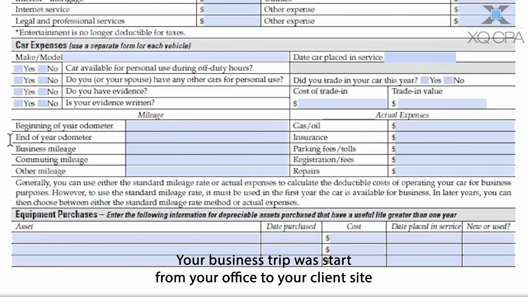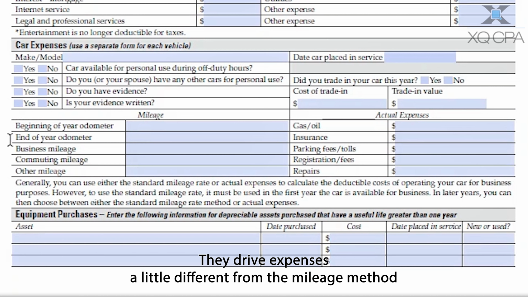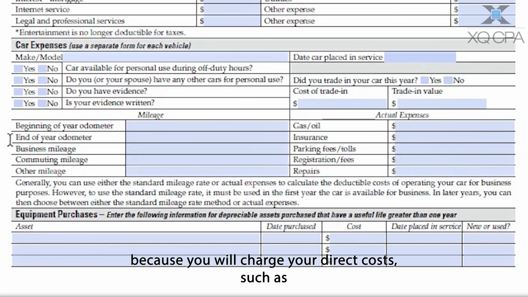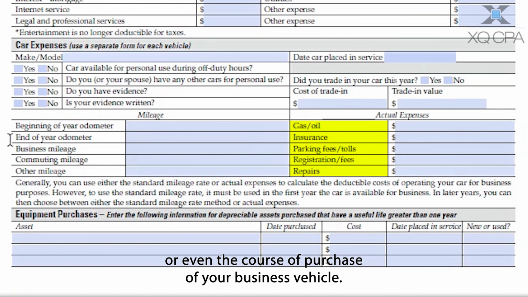Your business trip will start from your office to your client site or your supplier's location. Now let's go over the actual expenses. The actual expenses are a little different from the mileage method because you will charge your direct costs such as your gas, your insurance, your parking fees, your tolls, your repairs, or even the cost of purchase of your business vehicle.